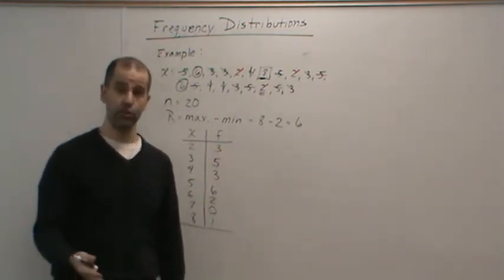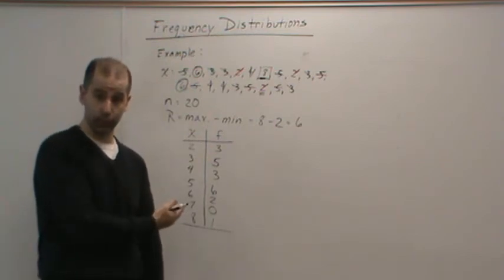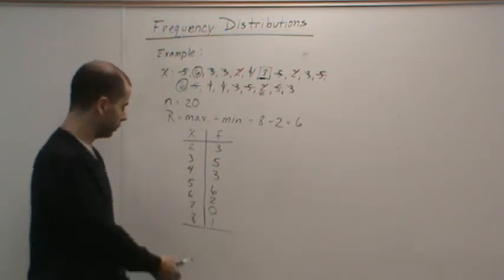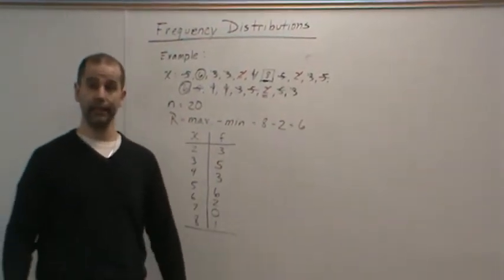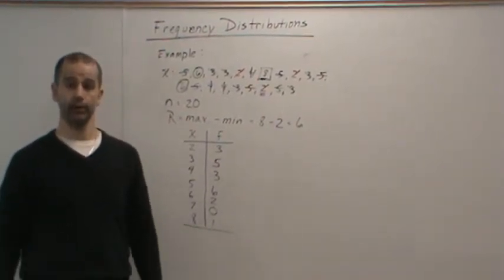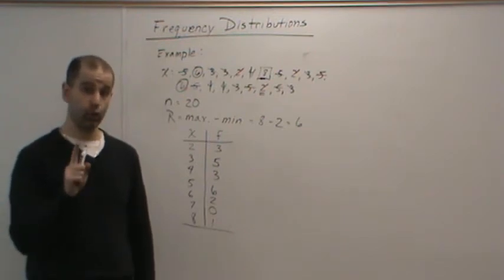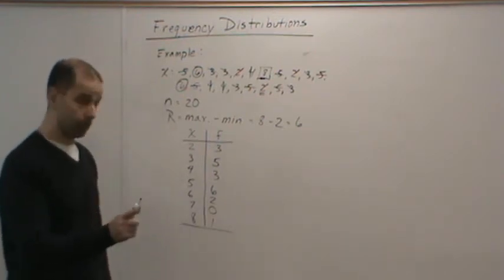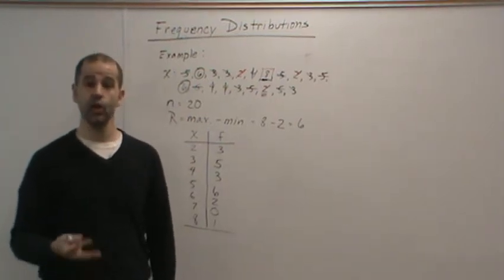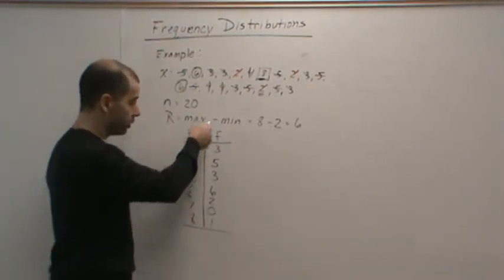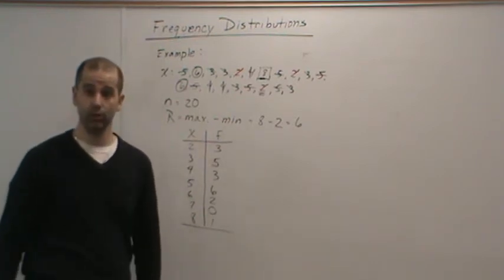So if I ask you to construct a frequency distribution, an ungrouped frequency distribution, that's it. I'm done. This is it. Complete. Full credit. Okay? The only thing I'm going to tell you to do to check is remember, how many numbers did I have? How big is my data set? 20. What should the frequencies add up to?